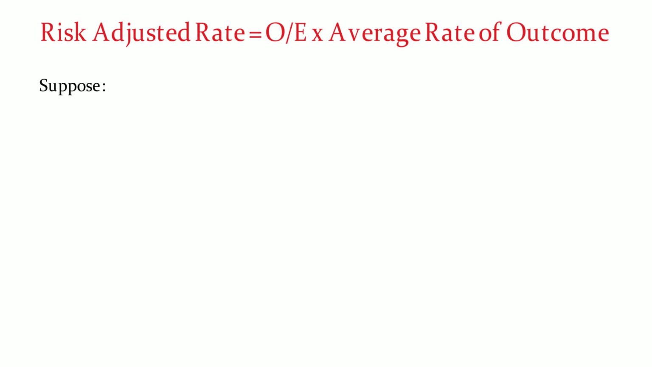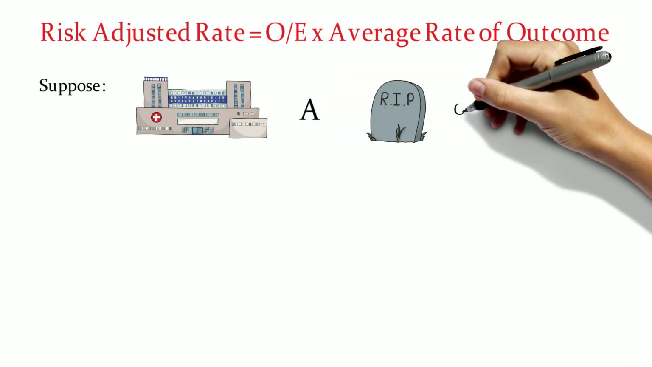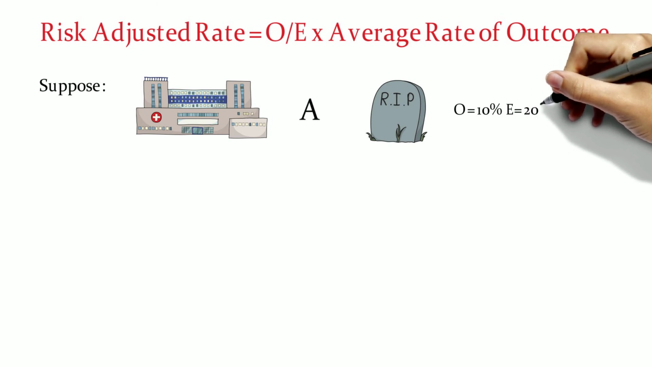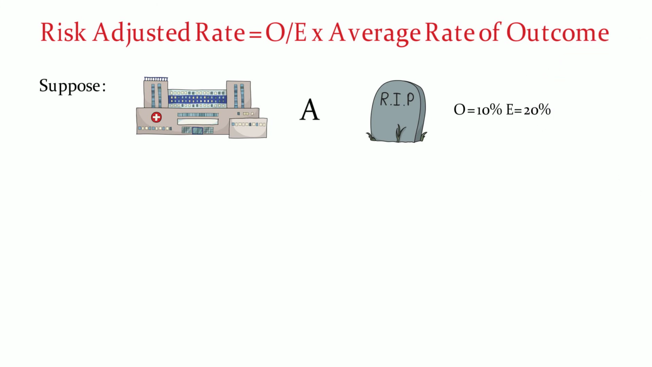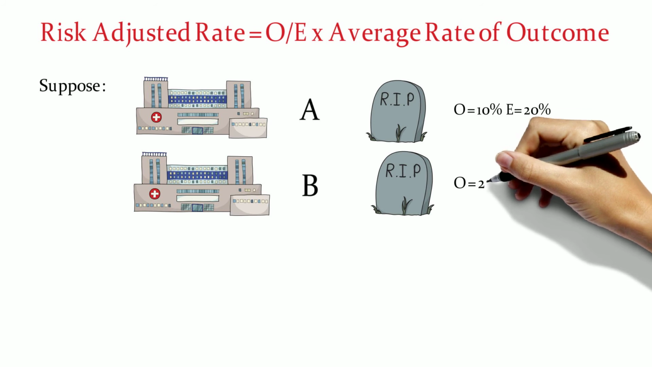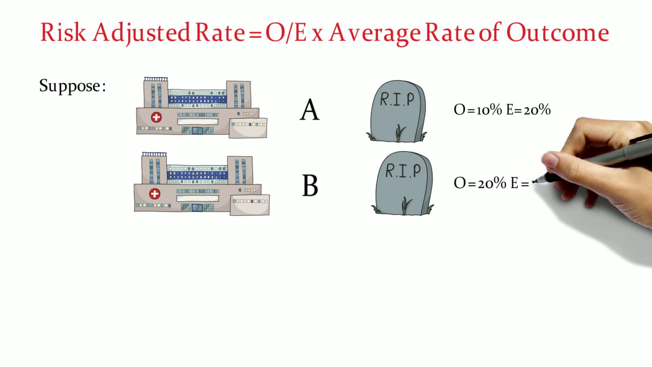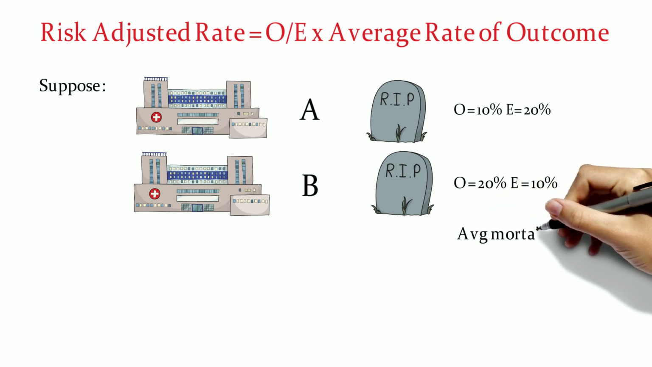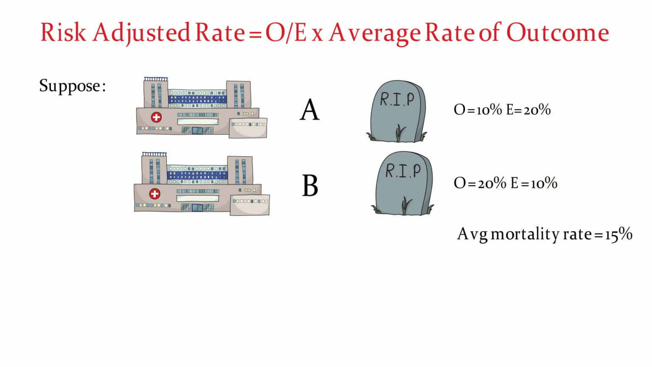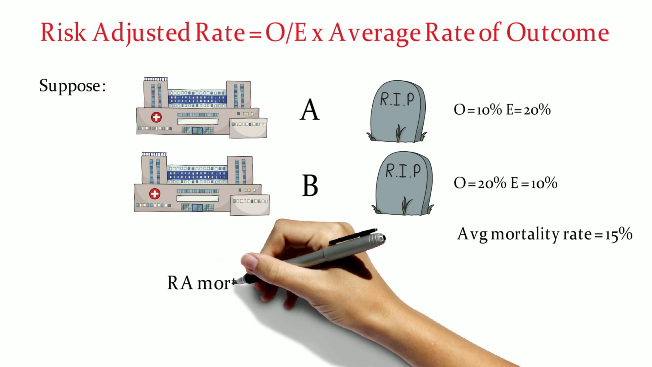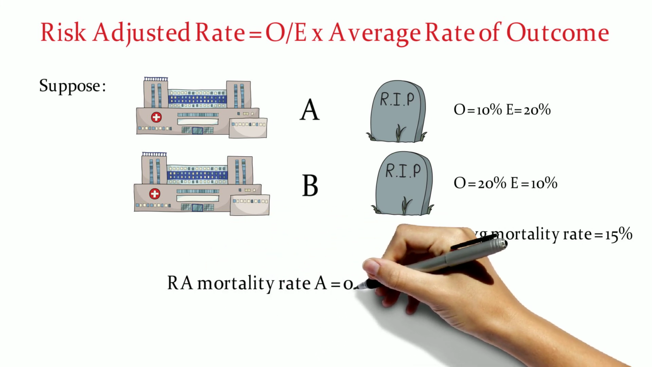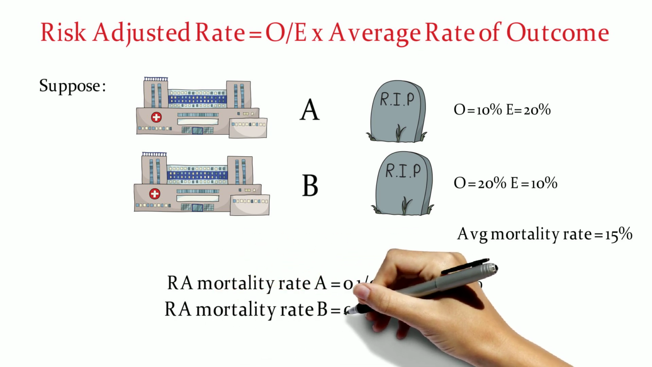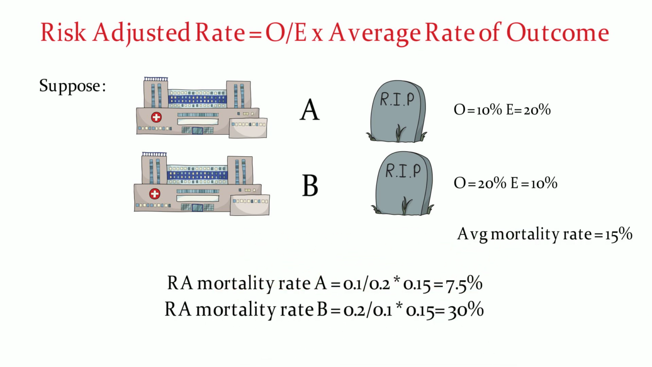Let's put it all together. Let's say Hospital A has an observed mortality rate of 10% and an expected rate of 20%. And Hospital B has an observed mortality rate of 20% and an expected rate of 10%. If we know that the average mortality rate is 15%, what are the risk-adjusted rates of mortality for A and B? The risk-adjusted rates for A would be 7.5%, and for B, 30%.